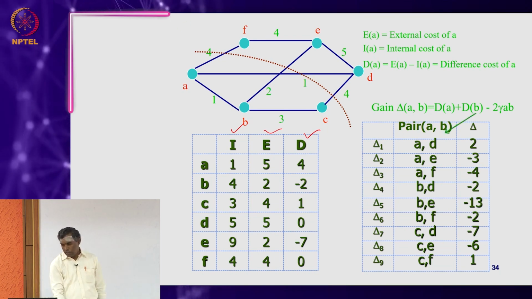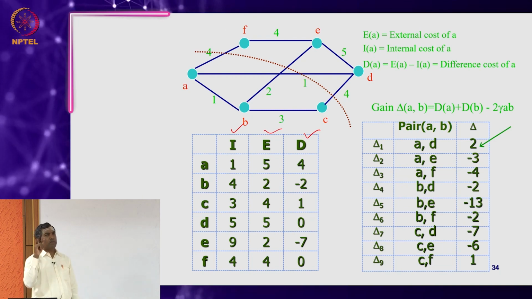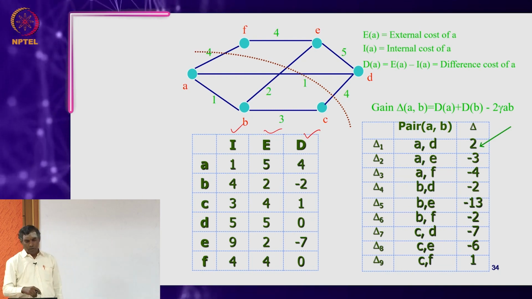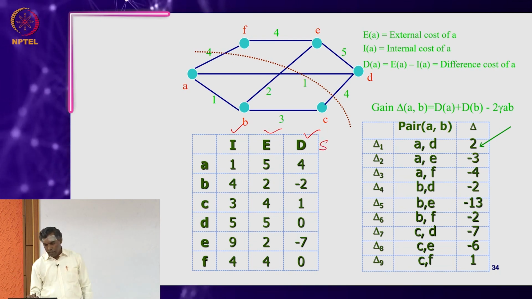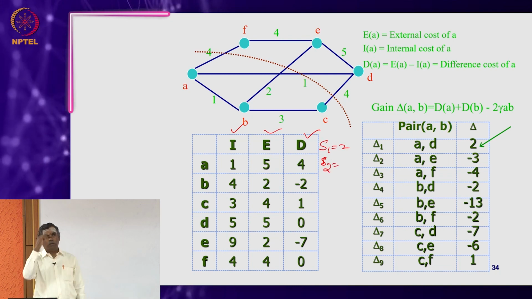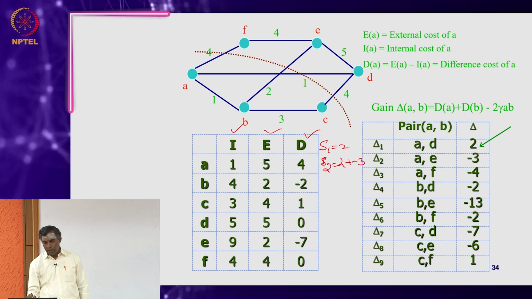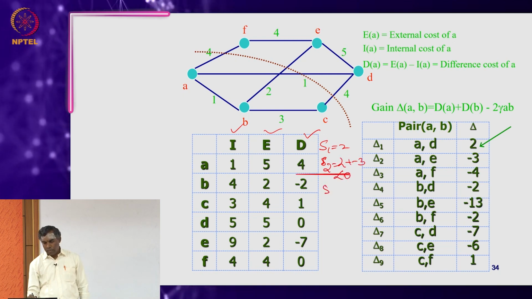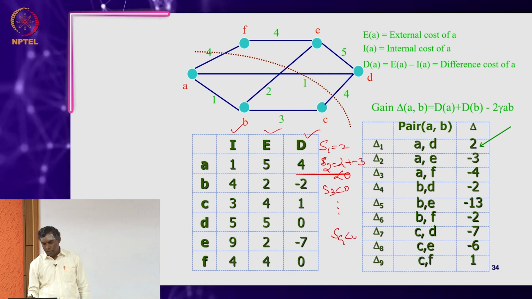So I do that in this way. My first gain value itself, my first sum itself is positive. Okay. Now if you see, for example, S1 is 2, what is S2? S2 is 2 plus minus 3, it is negative. S3 is negative and so on. If you take S9, everything is negative except S1.